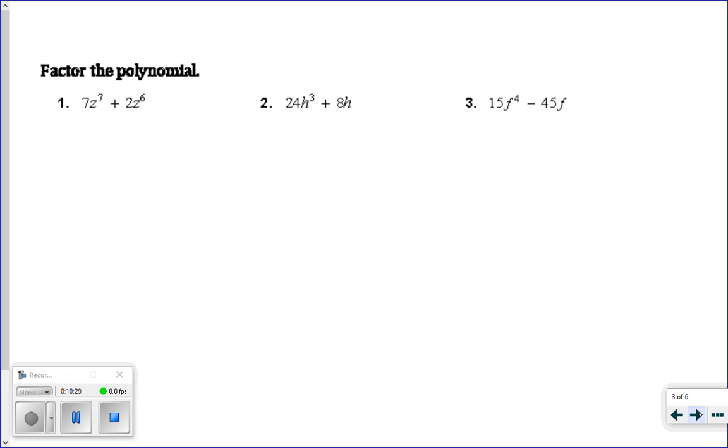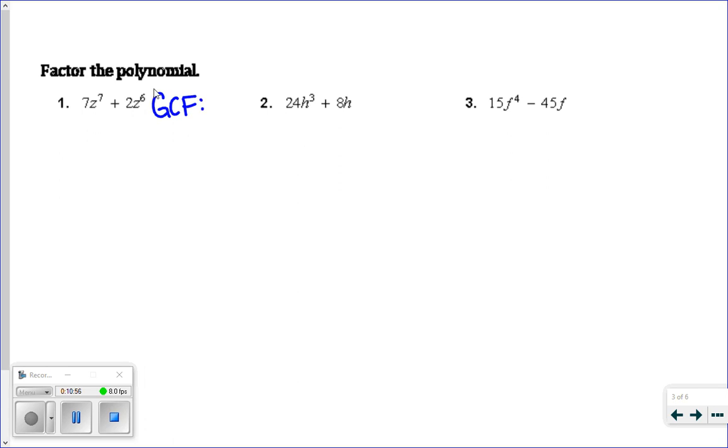Let's start with that. If I look at this, I'm not solving, there's no equal sign. I'm not going to do the zero product property. This isn't even equal to anything. It's just a statement, an expression. But I want to rewrite it from this standard form and change it over to factored form. So I want to look at these terms. I have 7z to the 7th plus 2z to the 6th. Let's find out what the GCF is.